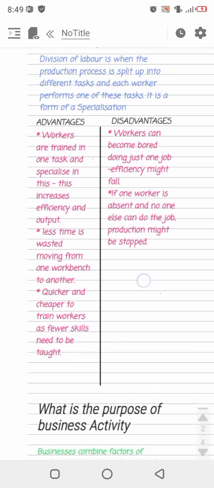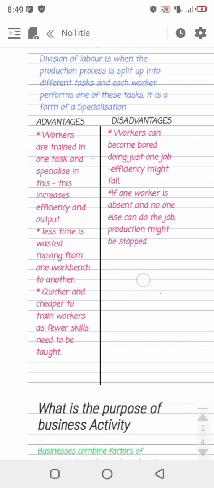If one worker is absent, no one else can do the job. Production might be stopped.